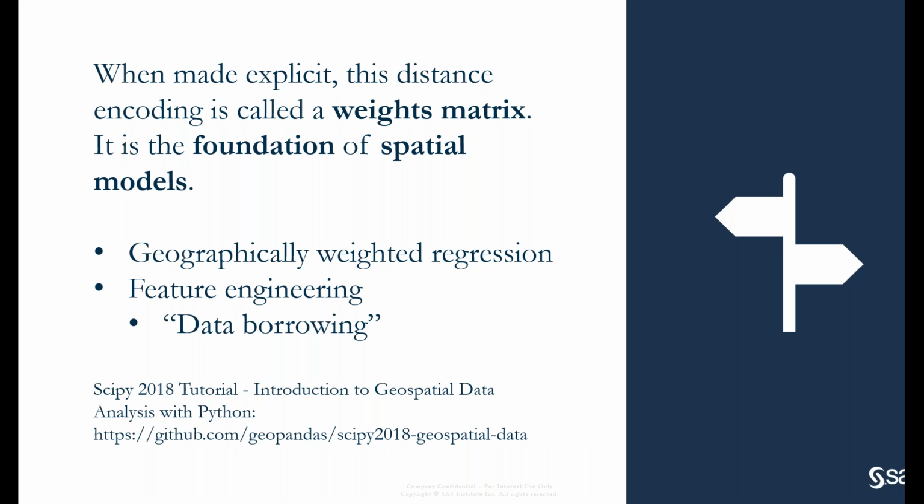Anyway, when you make this notion of spatial data explicit, this distance encoding, people call it a weights matrix, and it's the foundation of spatial models. Whenever you use space in a model, it's called a weights matrix. When you have a weights matrix, you can do cool stuff like geographically weighted regressions. You can do things like feature engineering. These are also called data borrowing.